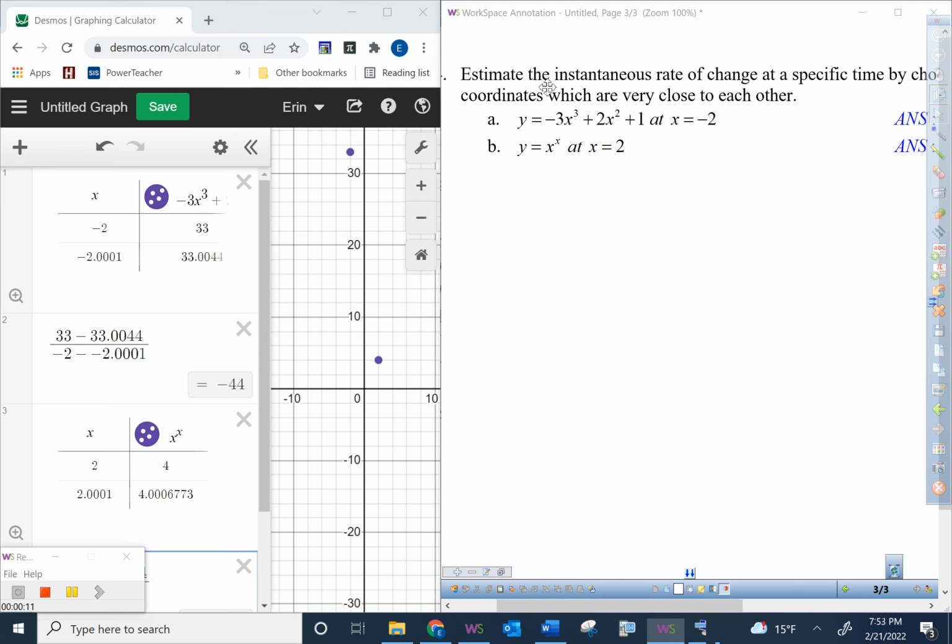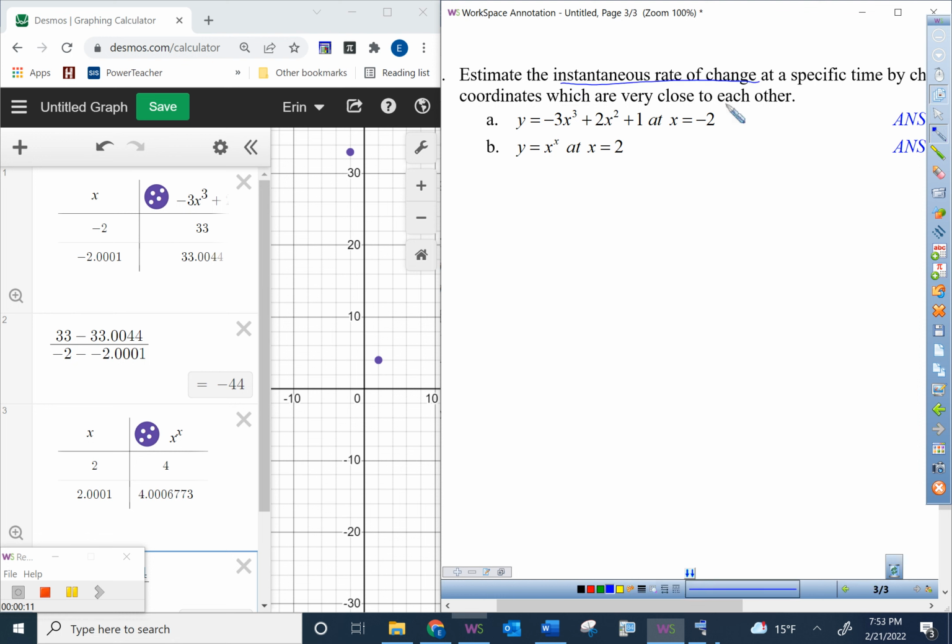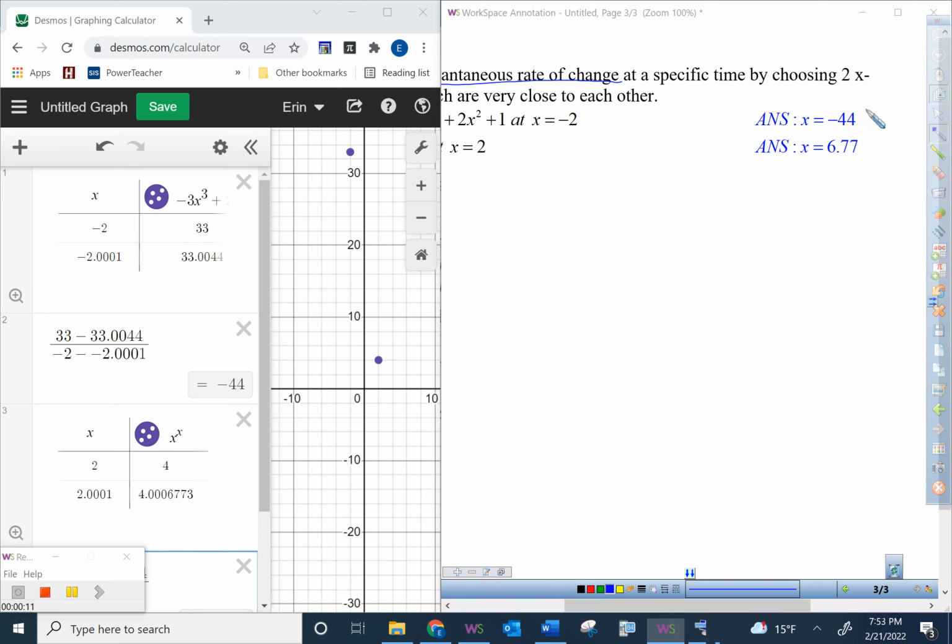Okay, if the test did not say these specific instructions, remember instantaneous rate of change is a word for finding the derivative. So you could find the derivative of this first one just using your power rules and then substitute in -2 to get that -44 that you see here.